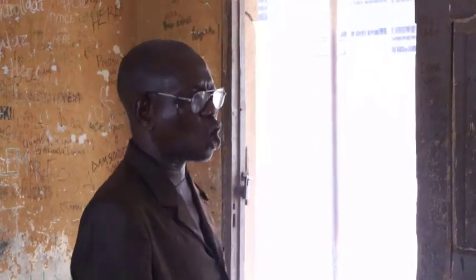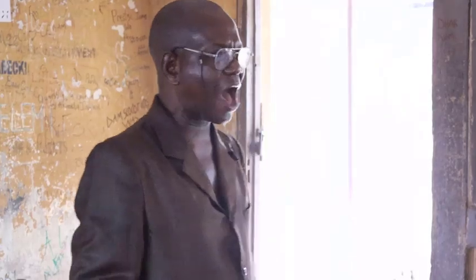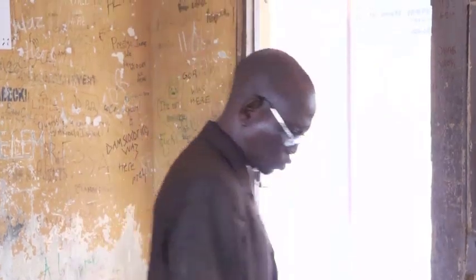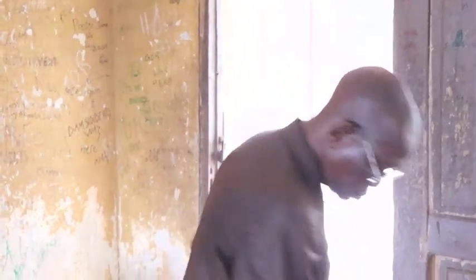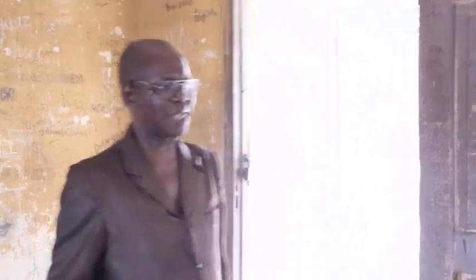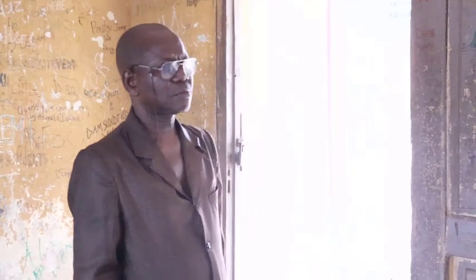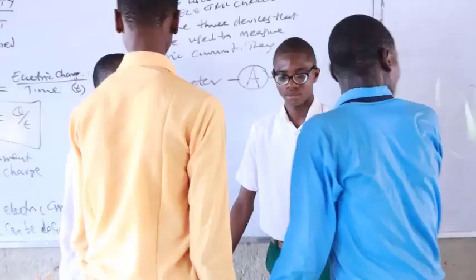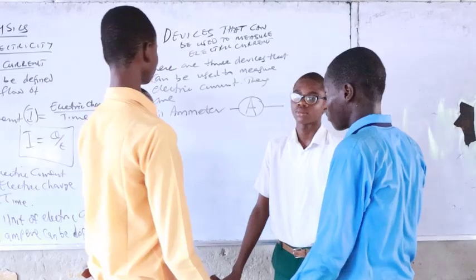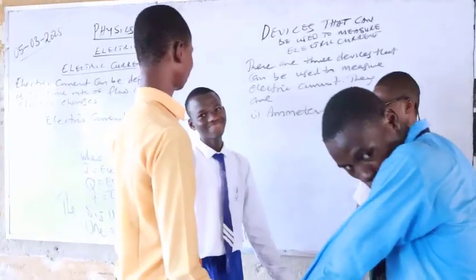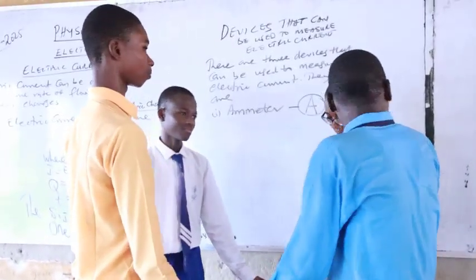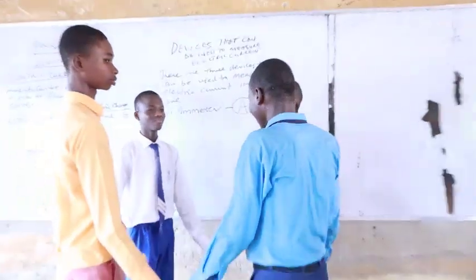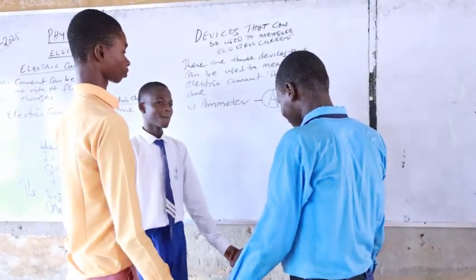Position of the ammeter in the circuit. I want four volunteers in place. The four of them represent each component. This is an ammeter, and they all form a circuit.